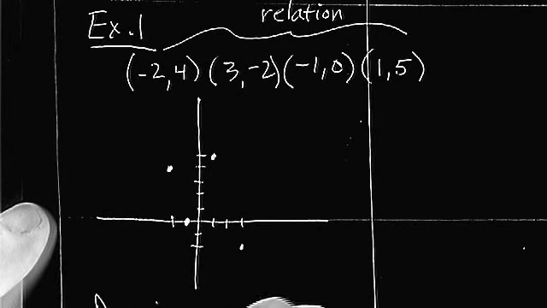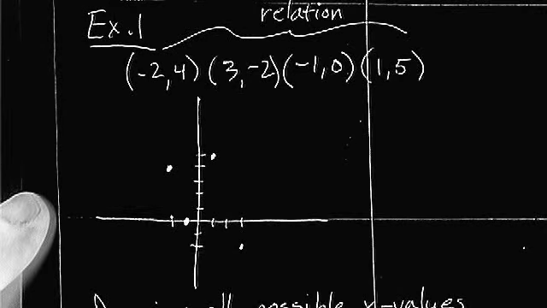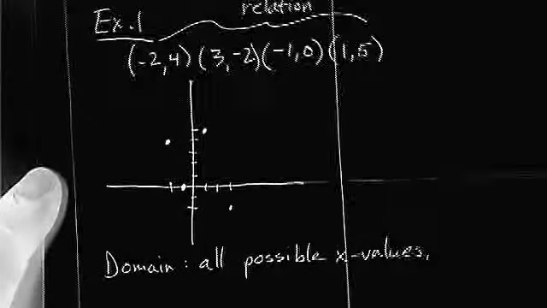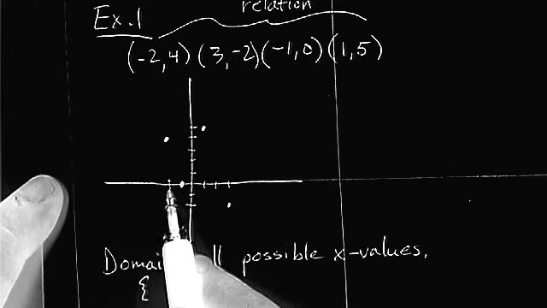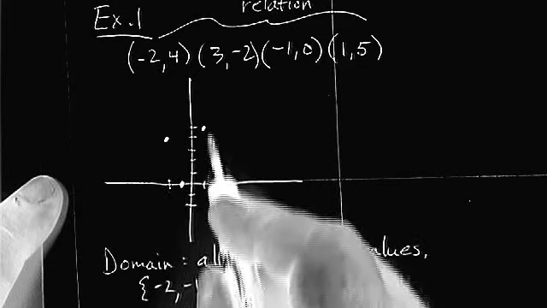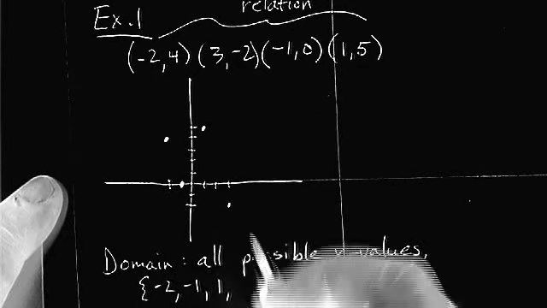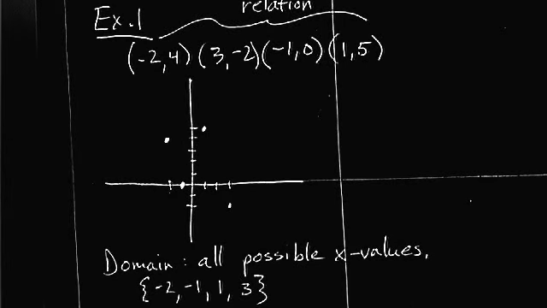The domain, all possible x values. All possible x values. So in this particular example, what's the domain? Well, I've got a -2, I've got a -1, I've got a +1, and a +3. Those are the only possible x values. Now remember, domain is only about x's. It's not about y's.